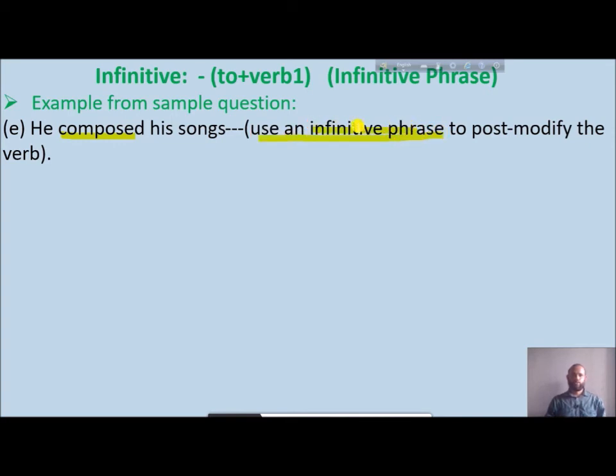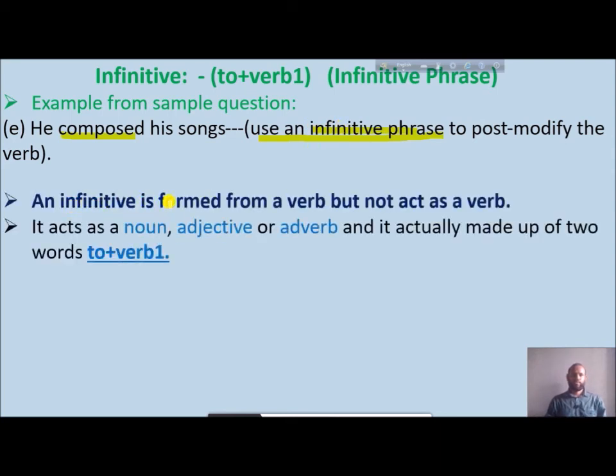To know about an infinitive phrase, first we have to know about infinitive. An infinitive is formed from a verb but does not act as a verb. It acts as a noun, adjective or adverb. It is actually made up of two words, to plus the base form of a verb. So to form an infinitive, we have to use to with the base form of a verb.